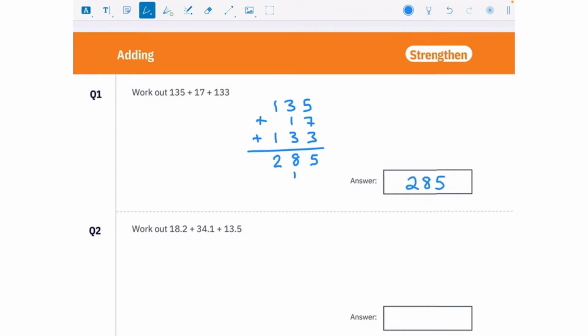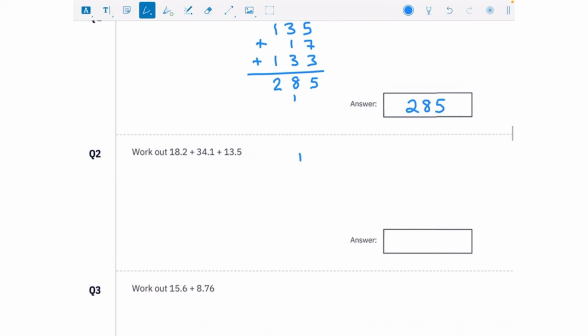Question number 2, work out 18.2, add 34.1, notice I'm lining up the decimal points here, add 13.5. So 2 add 1 add 5 is 8, 8 add 4 add 3 is 15, carry the 1, 1 add 3 add 1 is 5, add the 1 is 6, so you've got 65.8 there.